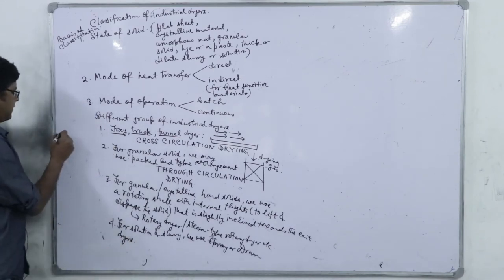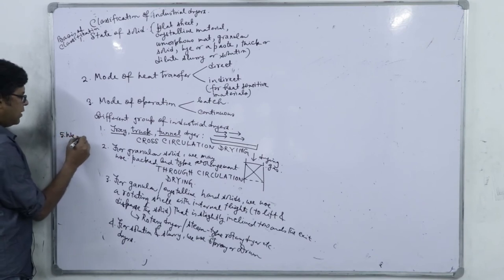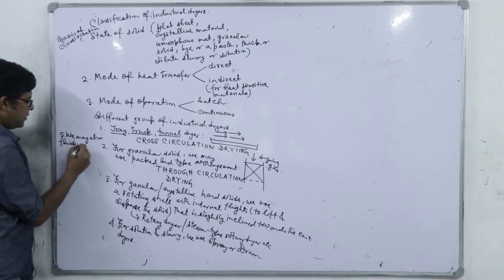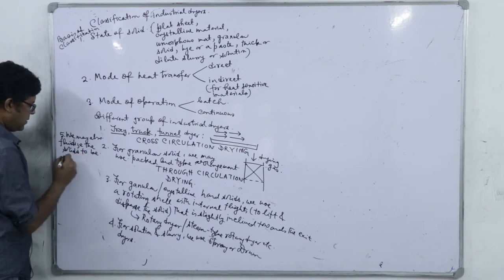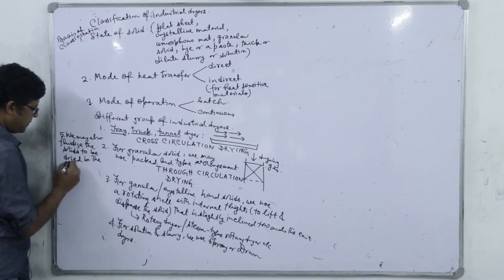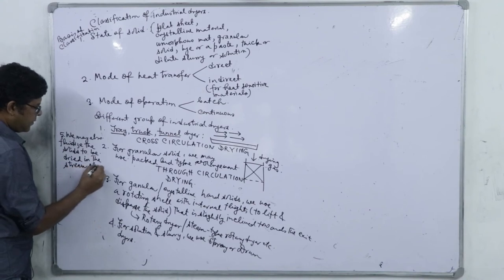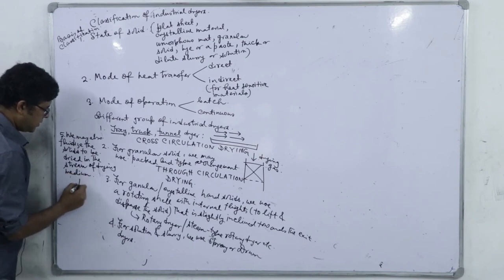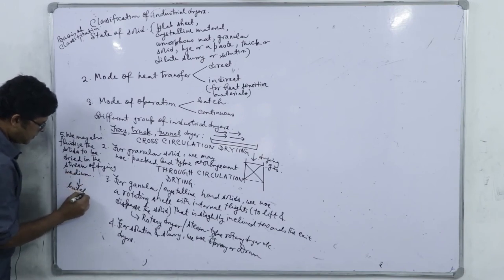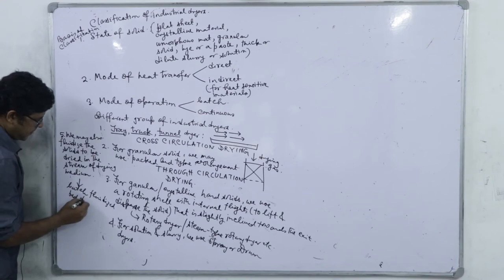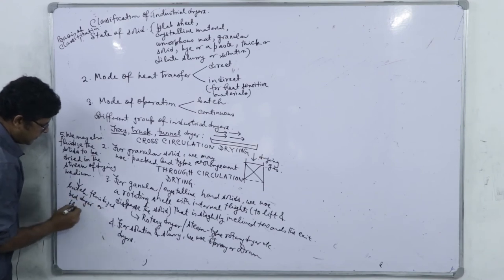And finally, five, we may also fluidize the solids to be dried in the stream of drying gas or drying medium, right? And that gives rise to batch fluidized bed dryer or flash dryers.